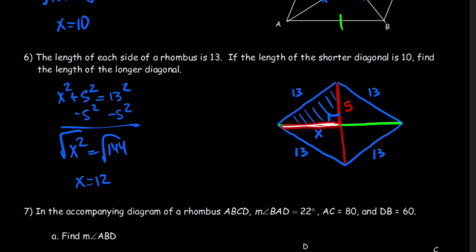12 is just this. That's 12. What's the question I want you to find? The longer diagonal. So basically what we need to know now is that this is 12, as is that piece. So the diagonal is going to be 12 plus 12, which is 24. Got it.